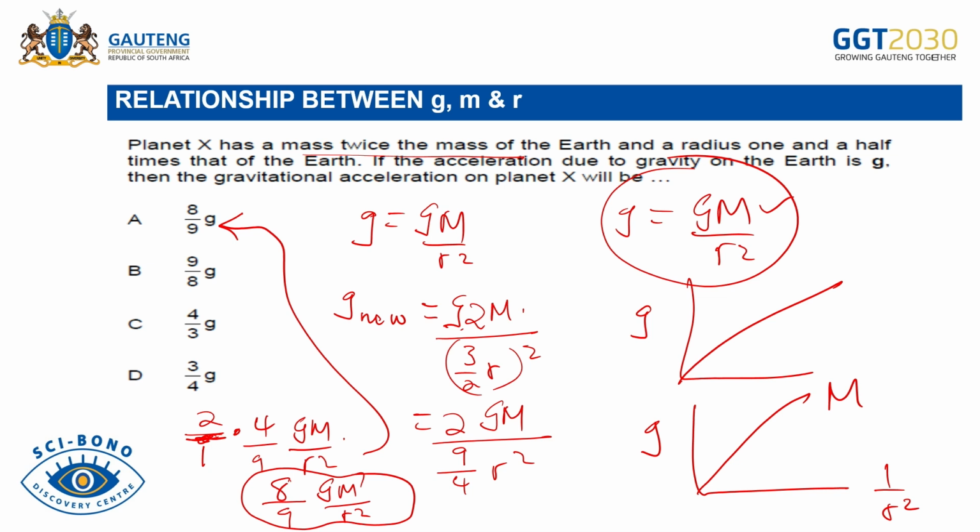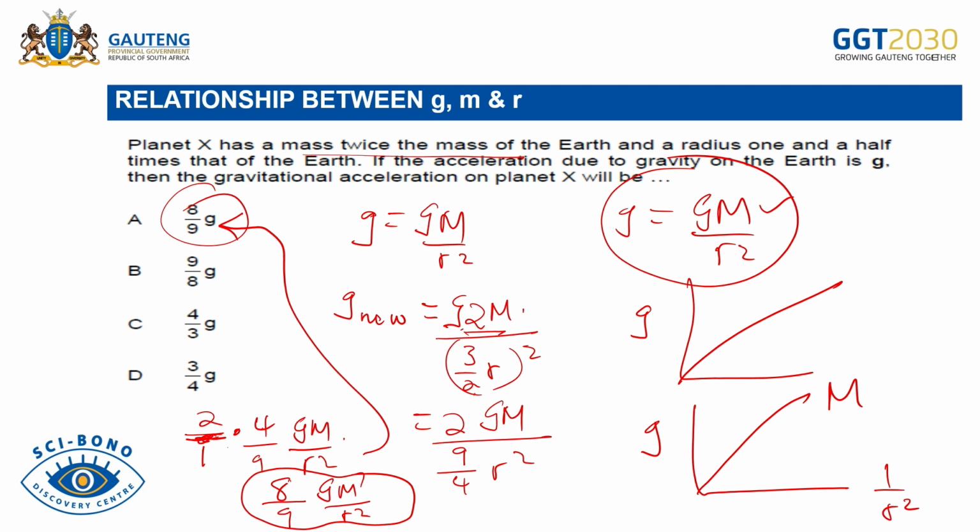So you are told that acceleration due to gravity on planet Earth is g, and we know that g is GM over r squared. Then we are told that the mass of planet X is twice the mass of the Earth, so there's a 2 there. And the radius of planet X is 1.5 times that of the Earth. So 1.5 is 3 over 2, but remember, 3 over 2 is all squared. Hence here I'm having 3 squared, which is 9, 2 squared, which is 4, which is the same as 2 times 4 over 9, which is 8 over 9. So the correct answer there is A. So it's proportionality, learners.